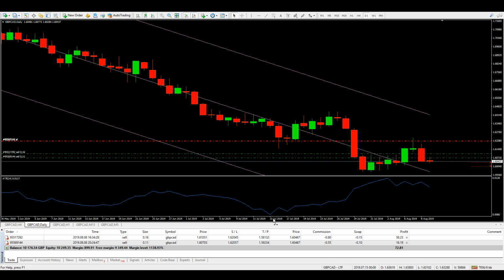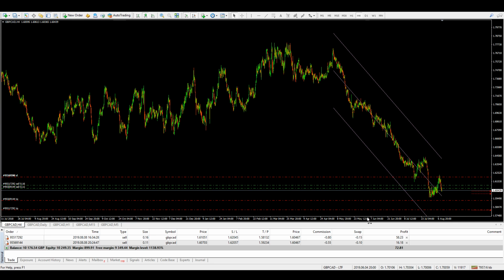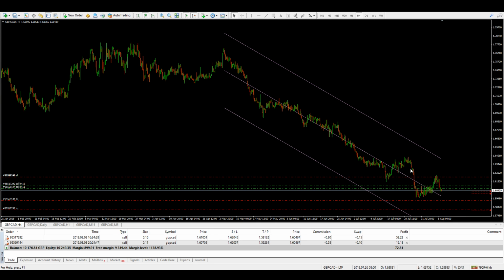So the daily was looking good on this, and obviously I was looking for the lower time frames to give weight to me entering the position. The 4 hourly, it's the same price that I've got there in standard deviation that was on the daily.